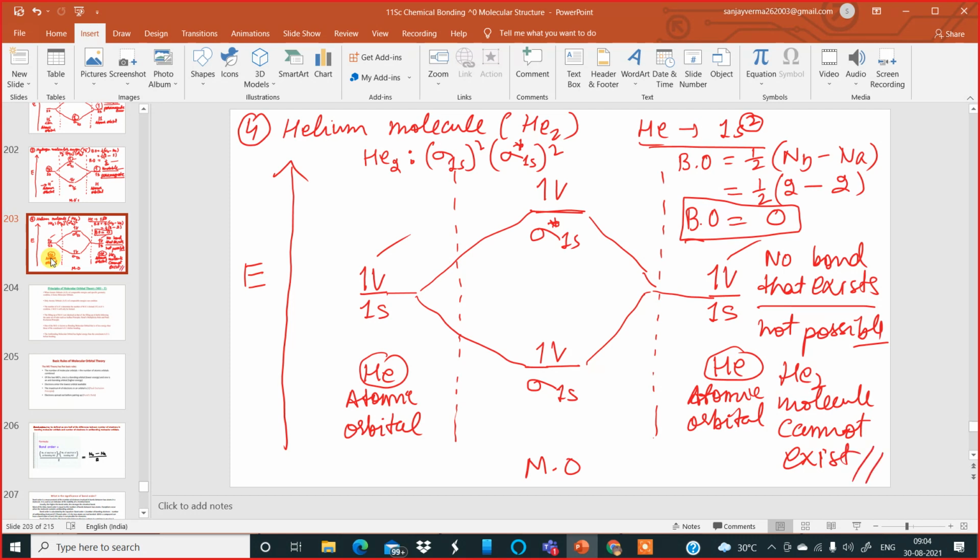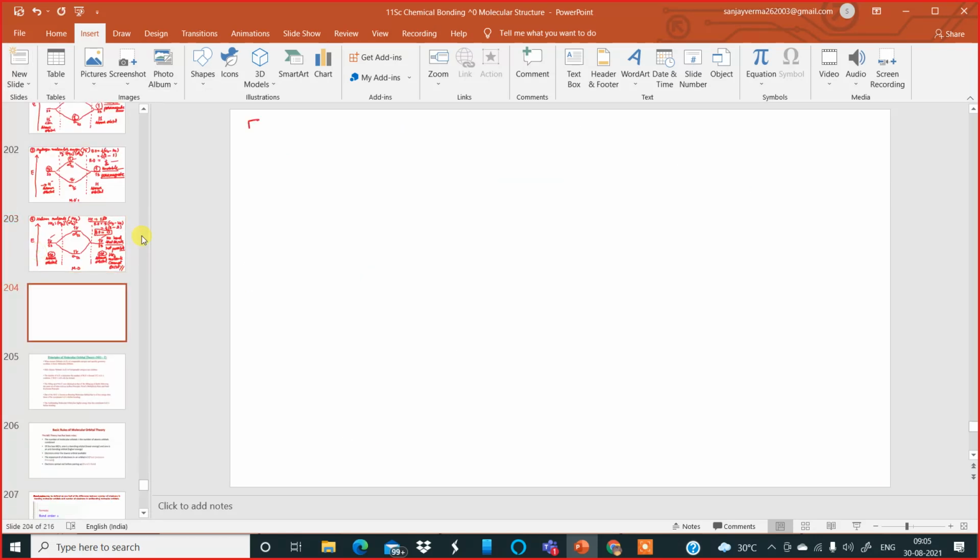So this is how you have to draw and show the possibility of existence, the bond formation, or the bond strength after drawing the molecular orbital diagrams and writing down their electronic configurations. Okay, now let us move to the next example for the formation of molecular orbital diagram, number 5, the fifth one. Number 5 is called helium molecule ion.